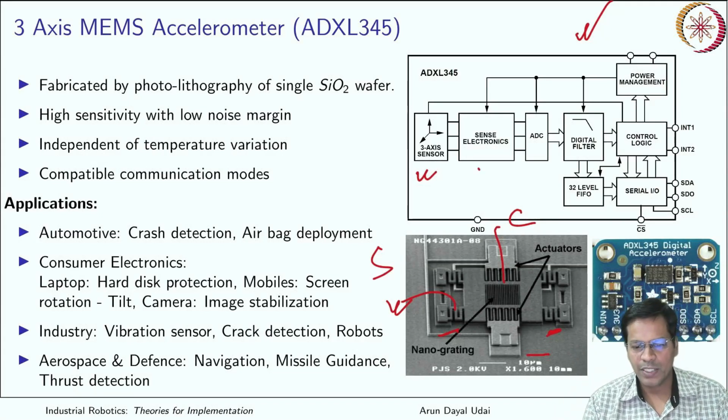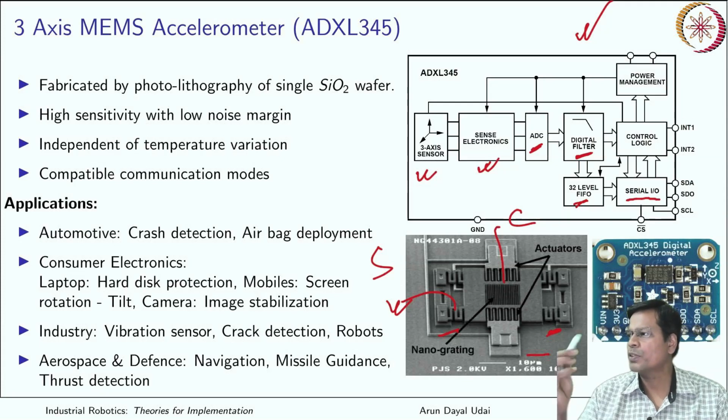So there are some sense electronics here, where you have to measure the change in current or something, any value over there. You have an analog to digital circuit which is here. ADC is here, which finally converts that signal to a digital value, and then you have a filter to eliminate any noise which is there. Okay, and then you have a buffer, a 32 level first in first out buffer, and finally it is transmitted using serial input and output. It is SDA, SDO, SCL.